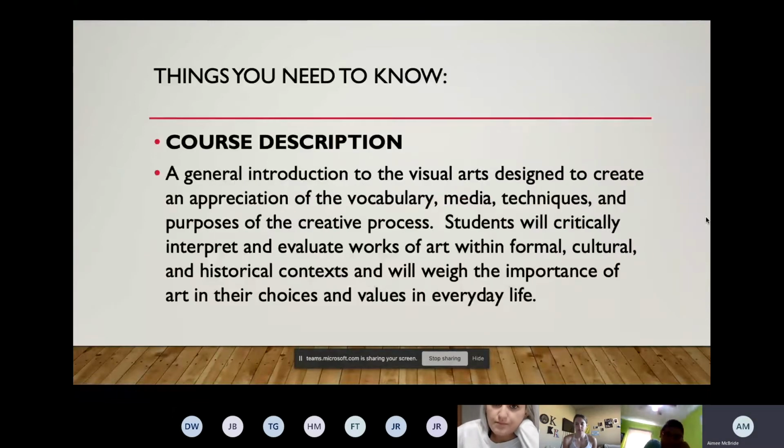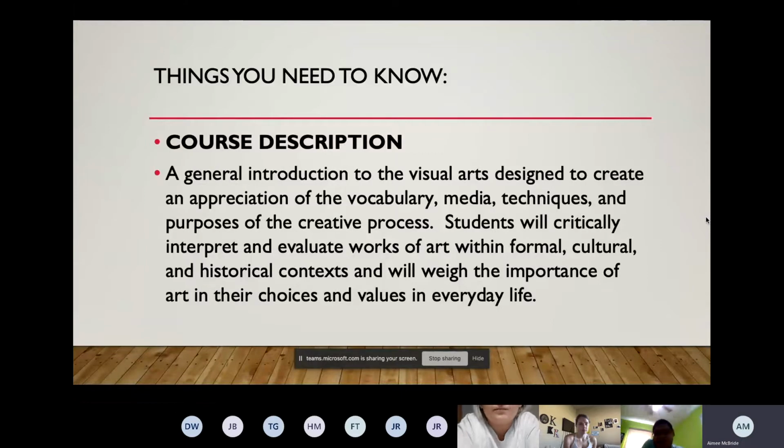So first off, a brief course description. Art appreciation is a general introduction to the visual arts designed to create an appreciation of the vocabulary, media, techniques, and purposes of the creative process. Students will critically interpret and evaluate works of art within formal, cultural, and historical contexts, and will weigh the importance of art in their choices and values in everyday life.